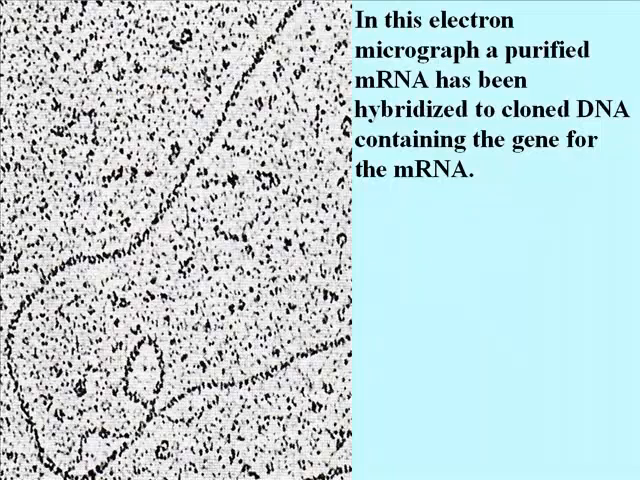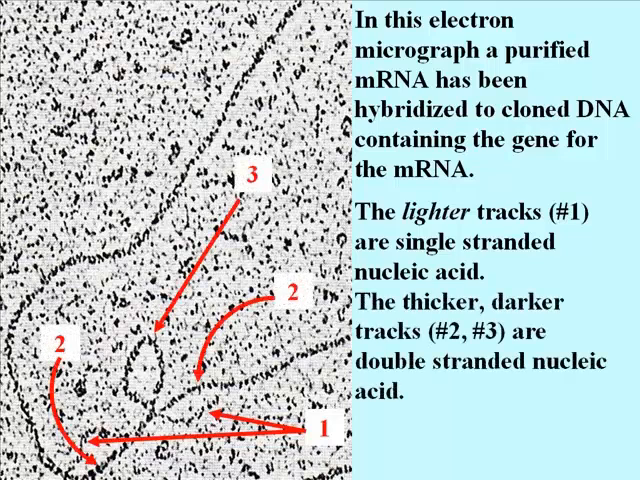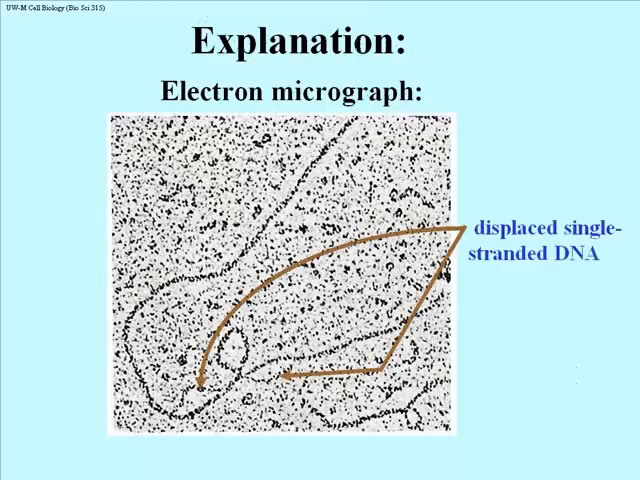Here's an electron micrograph of the RNA-DNA hybrid structures that actually did form. The thinner or lighter tracks here are interpreted as single-stranded nucleic acid, and the darker tracks then must be double-stranded nucleic acid. But the double-stranded loop, number 3 here, seems out of place. Here's the explanation. The lighter tracks are indeed single-stranded DNA that were displaced when the mRNA that was added to the cloned gene DNA formed H-bonds with its complementary strands.